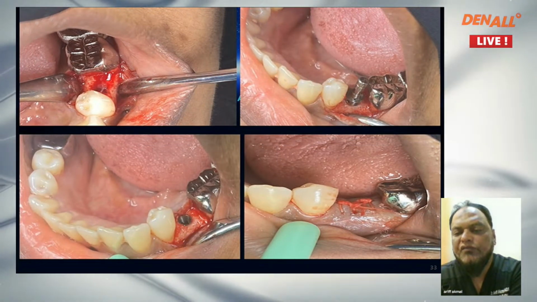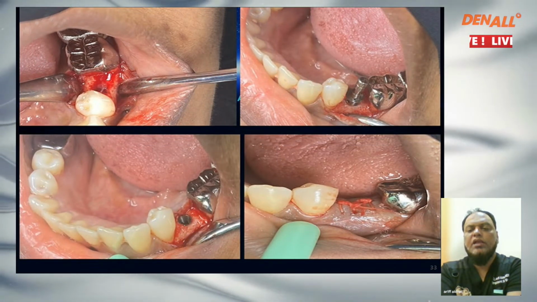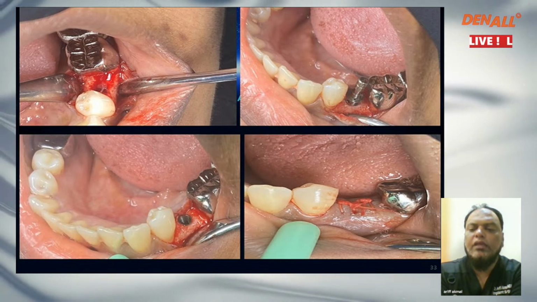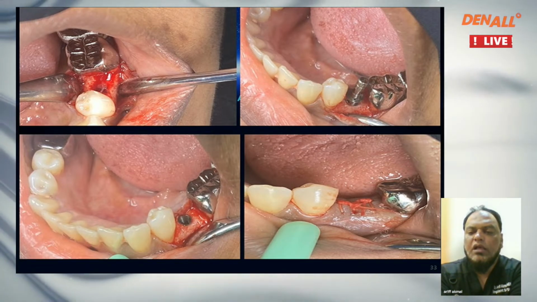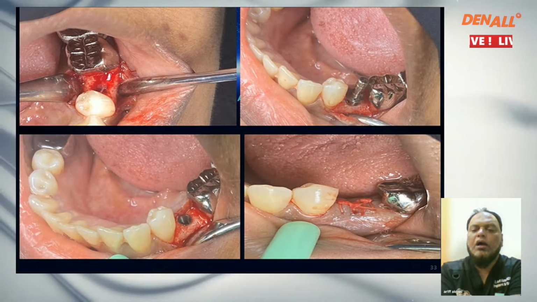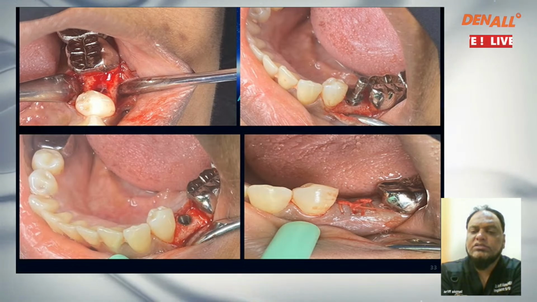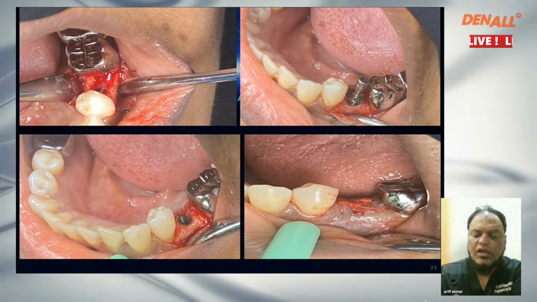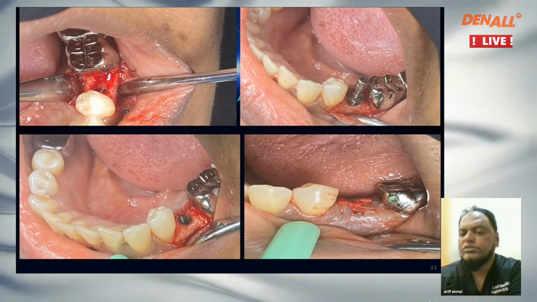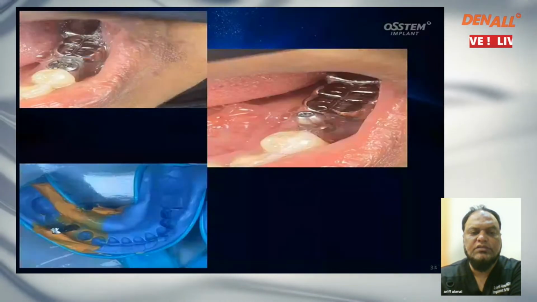As you start gaining the confidence in doing the simpler cases, then you can start doing slightly complicated cases, grafting, GBR, sinus grafts, sinus lifts. So you can start doing those type of cases. But to begin with, as I told you, start with the simplest of the cases.